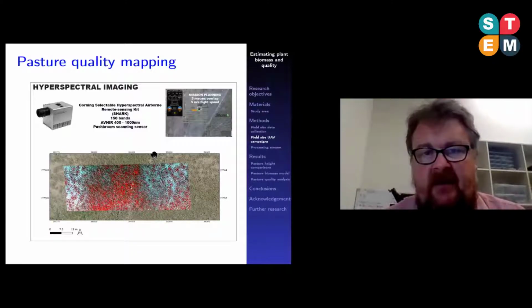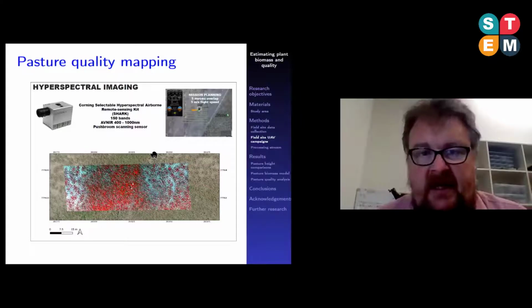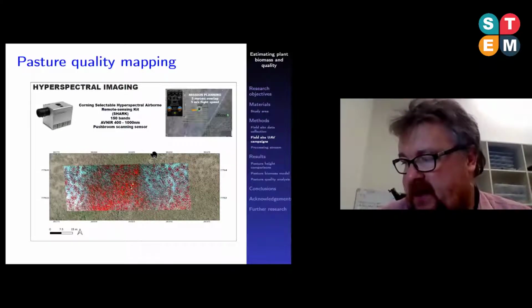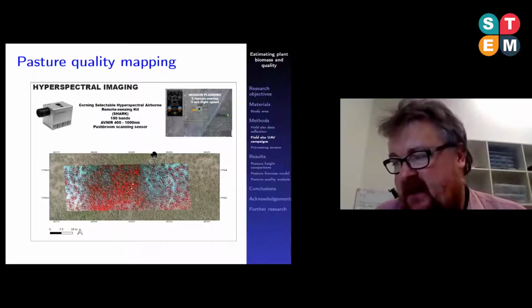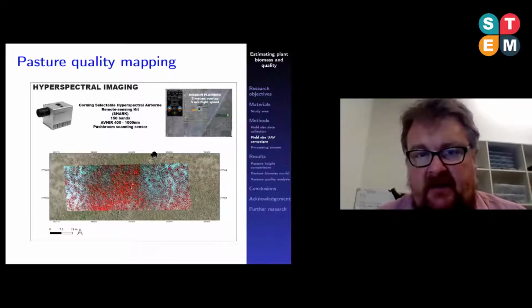In addition to the photogrammetry, a scanning hyperspectral sensor was used to capture visible near-infrared imagery using a Corning Shark push-broom sensor that collects 150 discrete bands from 400 nanometers to 1,000 nanometers.